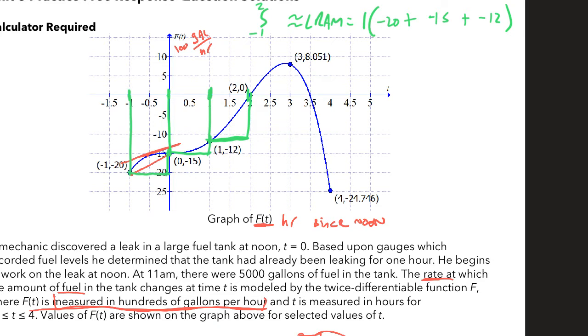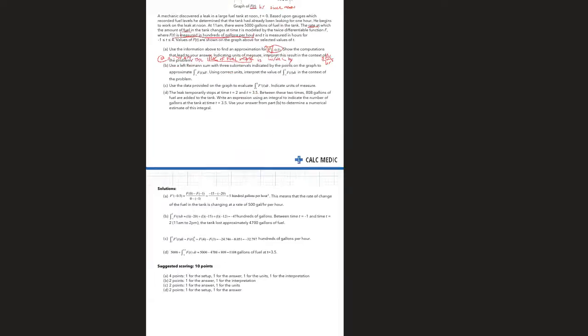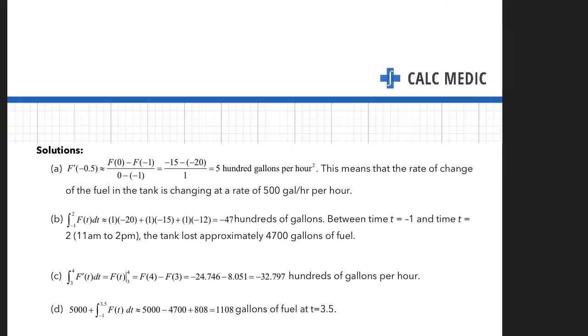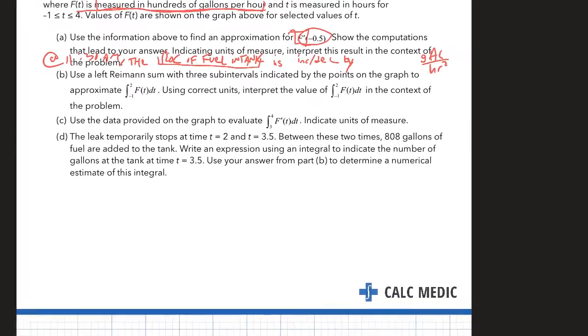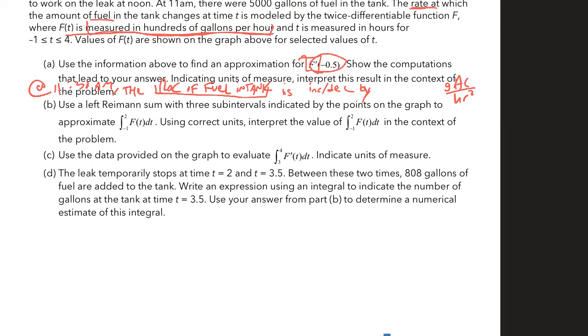And to interpret it, between 11 and 2 o'clock, the tank lost about 4,700 gallons of fuel. Now this is clearly an overestimate in the negative direction. It lost less fuel, but that's our LRAM. Okay, and the answer key said very similarly for letter B. When you're interpreting the value, make sure you use the from time to time. Just like at this time, you'd say from 11 to 2, or from t equals -1 to 2.